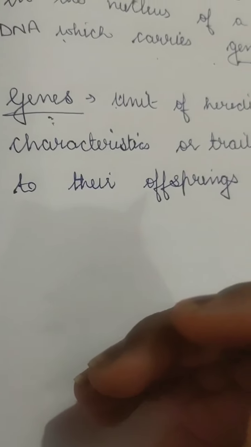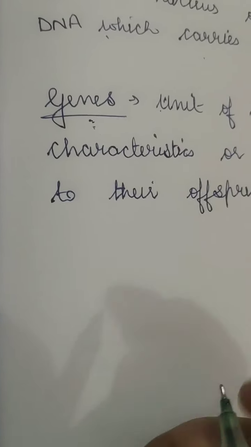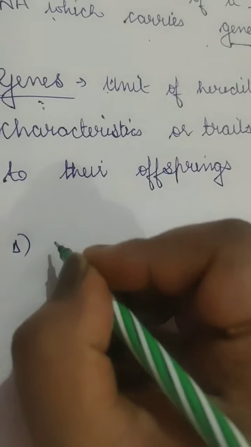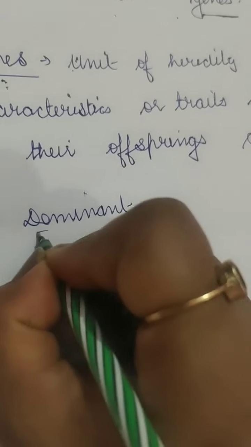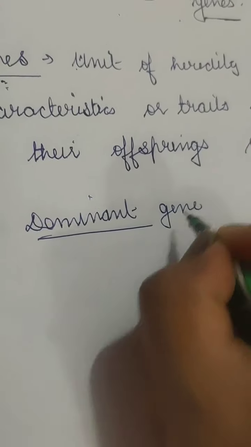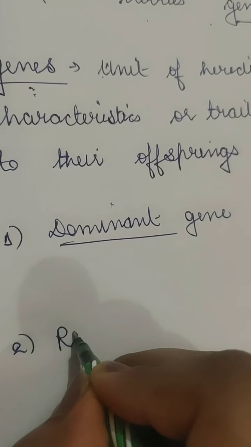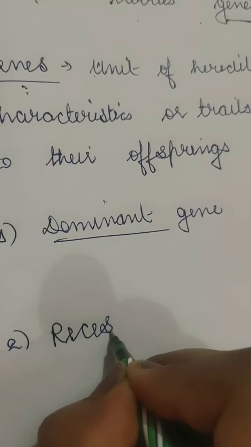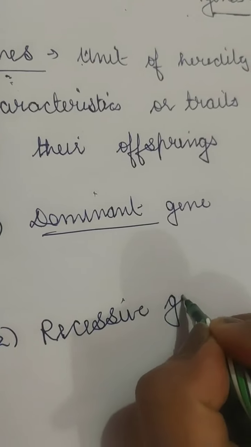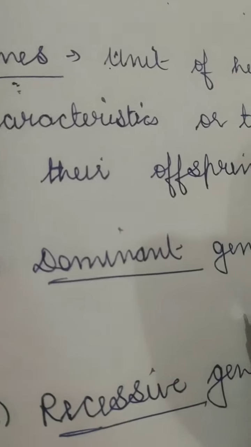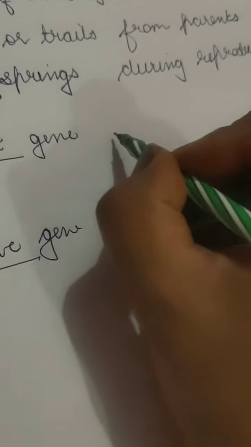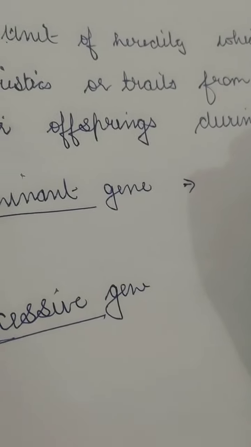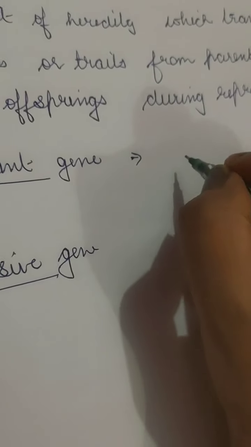Genes work in pairs, and they are responsible for controlling the same characteristic of an organism. Genes can be of two types: one is the dominant gene, and the other is the recessive gene. As the name suggests, the dominant gene is the gene which decides the appearance of an organism even in the presence of an alternative gene.